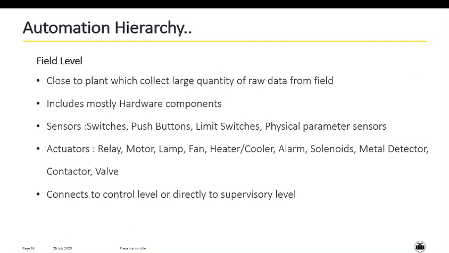So let's see what the field level is. As I have told you, it is close to the plant, which collects a large quantity of raw data from the field.